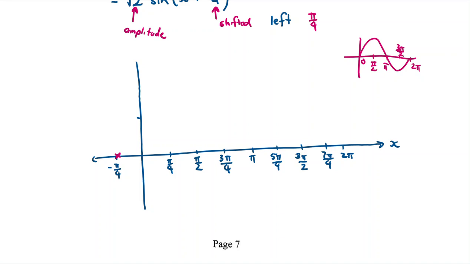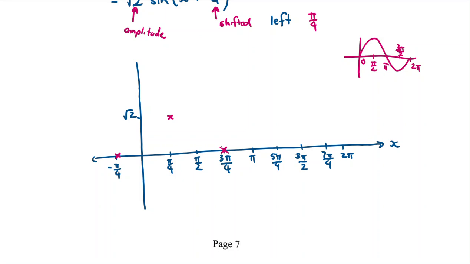The pi over 2, which is normally at 1, I'm going to move that across to be at pi over 4. But what's the amplitude of this graph? It's root 2, it's not at 1. So I'm going to make this a root 2 here. And instead of it being at pi over 2, I'm going to move that across one spot to be at pi over 4. Then pi is back down to 0, but I need to move it across a quarter to there.